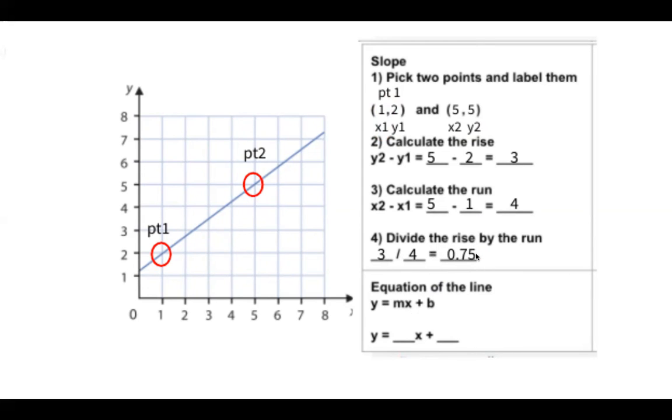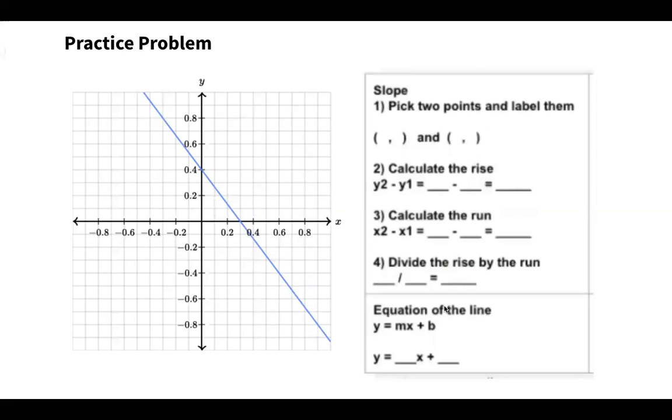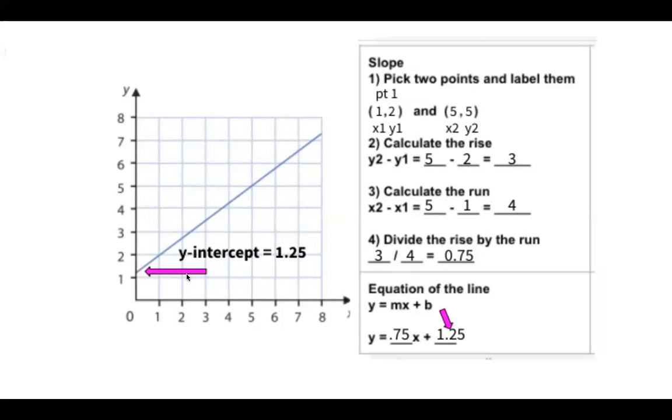All right, so now for the equation of the line, we just take the equation of the line is y equals mx plus b. The m is the slope. So we just take the slope and we write it instead of m right there. And the b stands for the y-intercept. So the y-intercept we have to read from the graph. It's that point on the y-axis where the line crosses the y-axis.